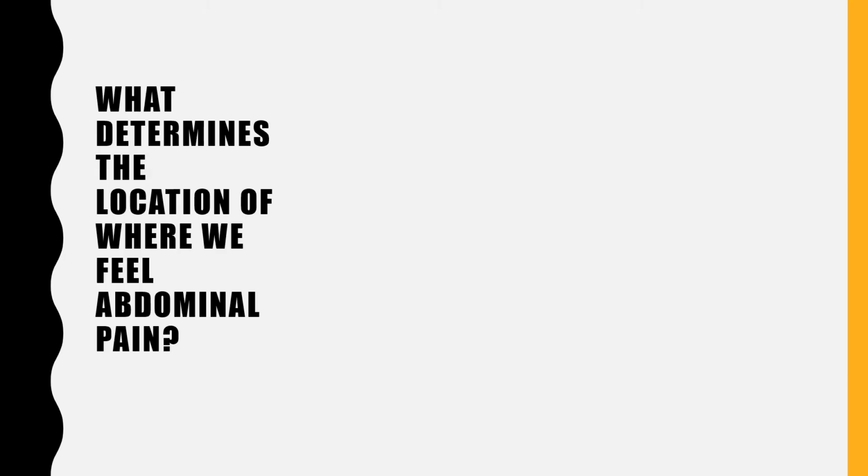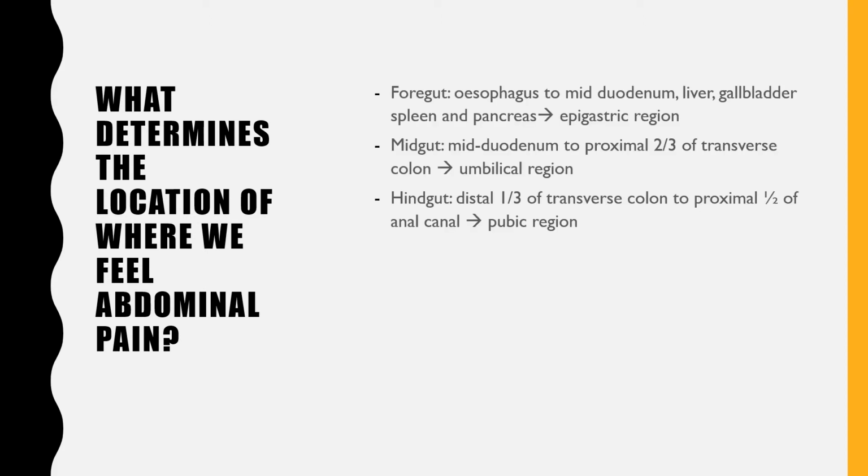The location of a patient's abdominal pain is one of the most useful tools you have for distinguishing between your differential diagnoses. And just to remind you, where you might feel pain depending on which organ is involved is largely based on the embryological formation of the gastrointestinal tract. So foregut structures from the esophagus to the mid-duodenum, as well as upper GI organs such as the liver, gallbladder, spleen, and pancreas, all refer to the area around the epigastric region, as the visceral nerve supply of these regions then refers to the upper dermatomes of the abdomen.